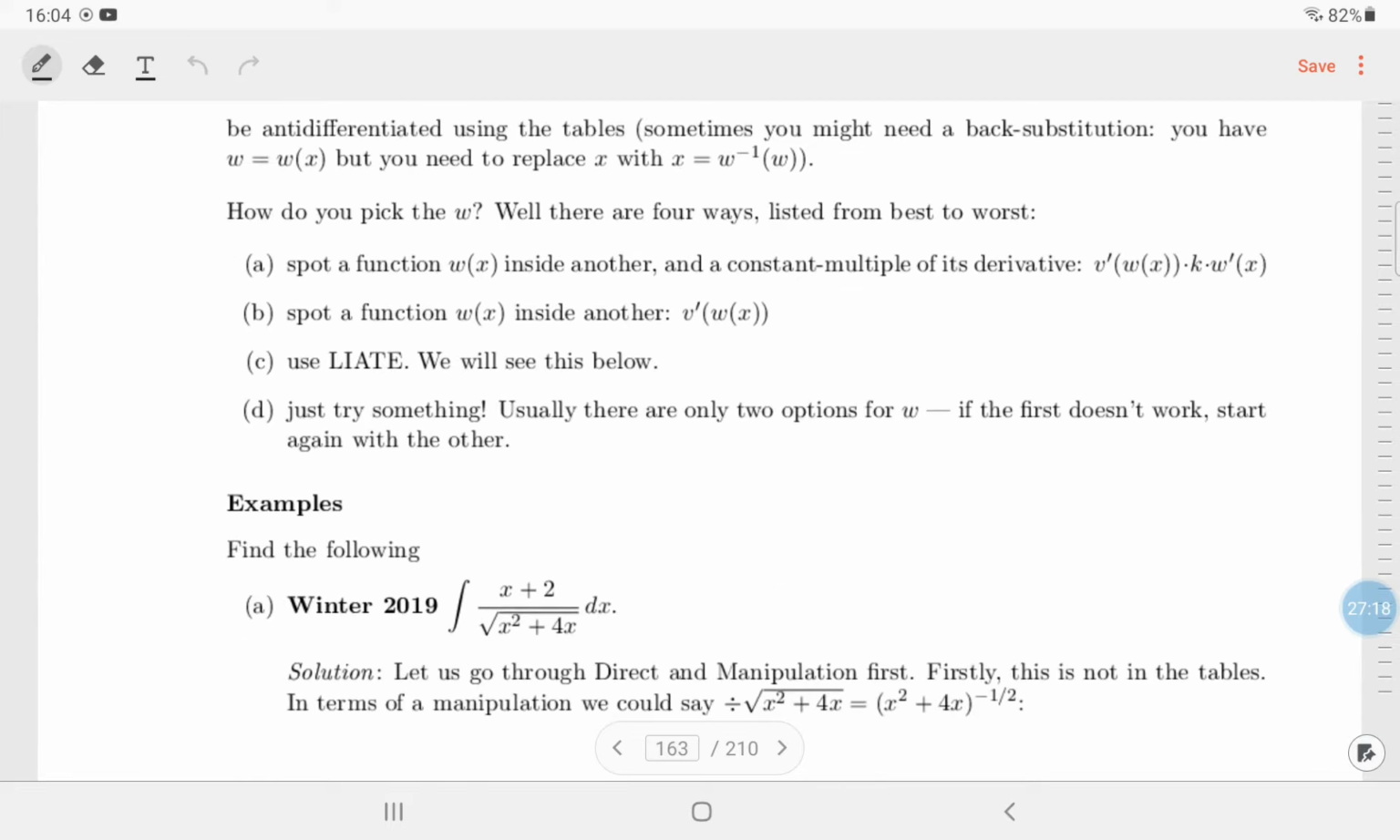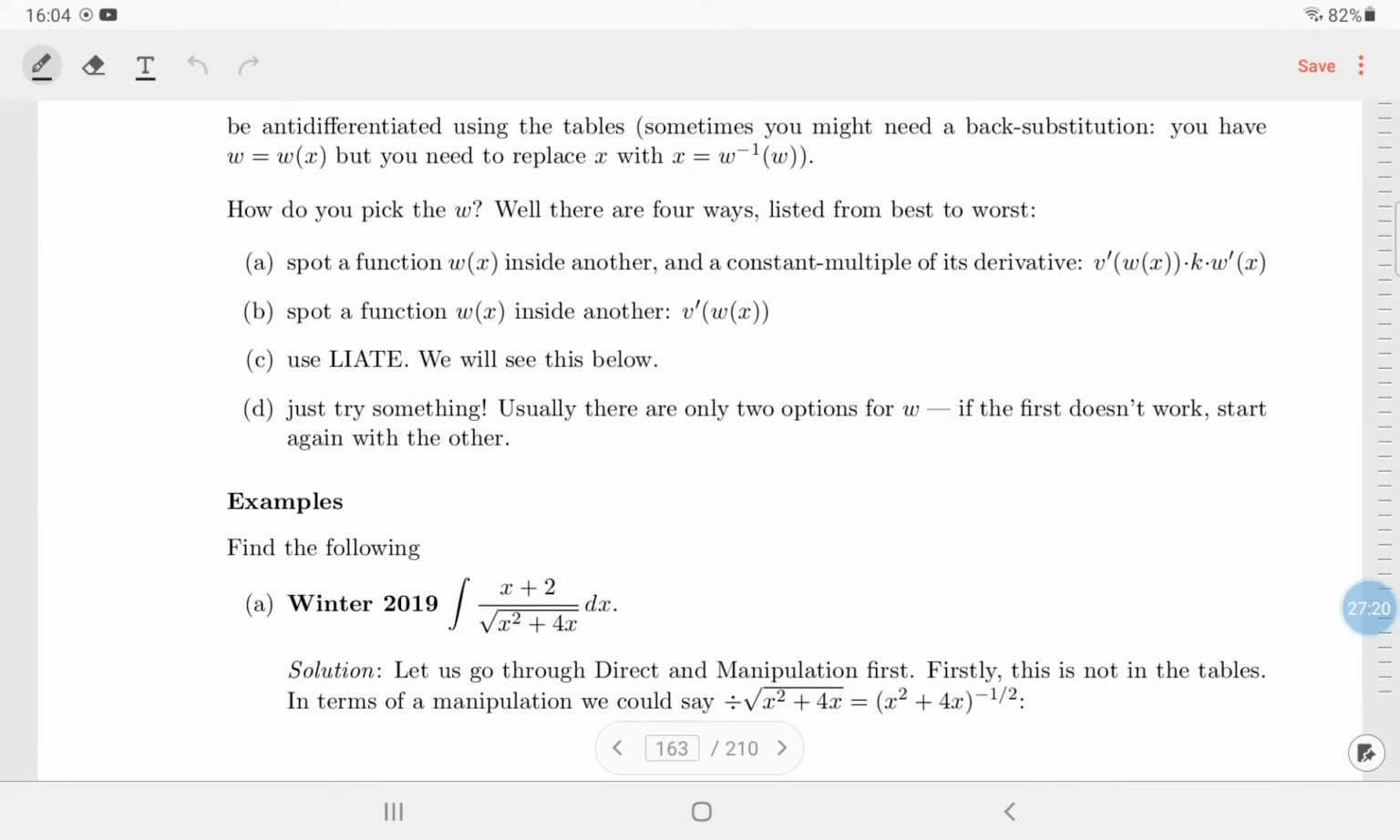So I've got 4 ways. The first is you see a function inside another function and a constant multiple of its derivative. That's the best way, but not necessarily that easy. The second way is you see a function inside another function. So we'll do it for all of these. And that way is a bit better. The third way is using Liate, which we'll see later on in this week's lectures. And the fourth is just try something. Usually there's just 2 options. If the first doesn't work, start and try again.